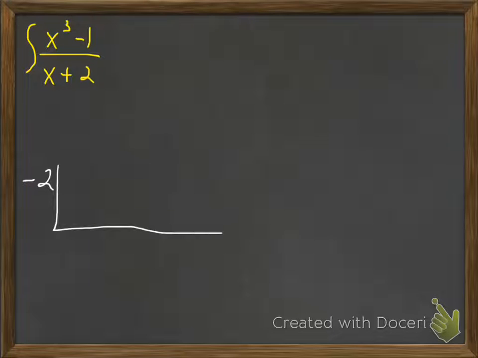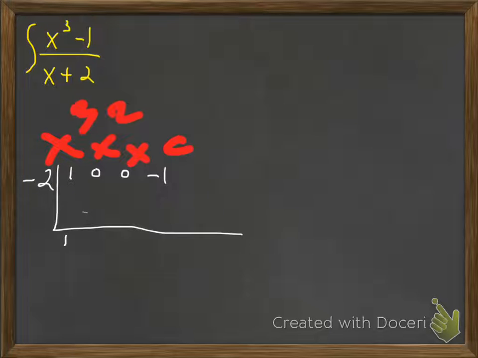I'll put -2 on the outside. Coefficients go 1, 0, 0, -1. x cubed, x squared, x, and the constant. So we need a placeholder for everything so that the synthetic division works.